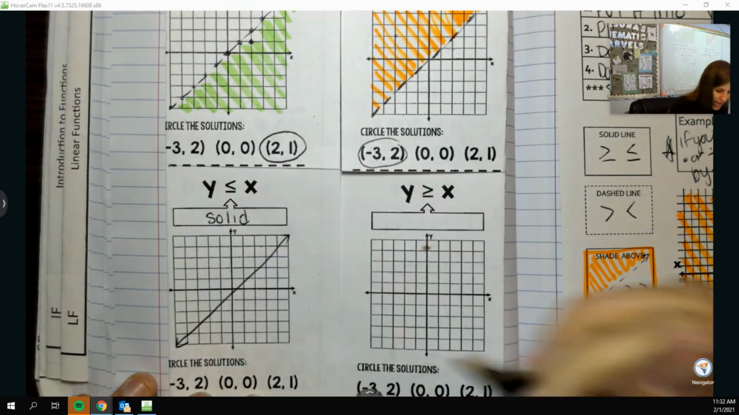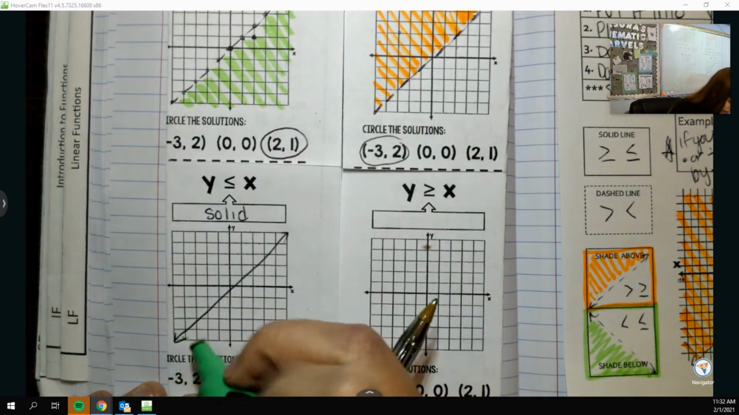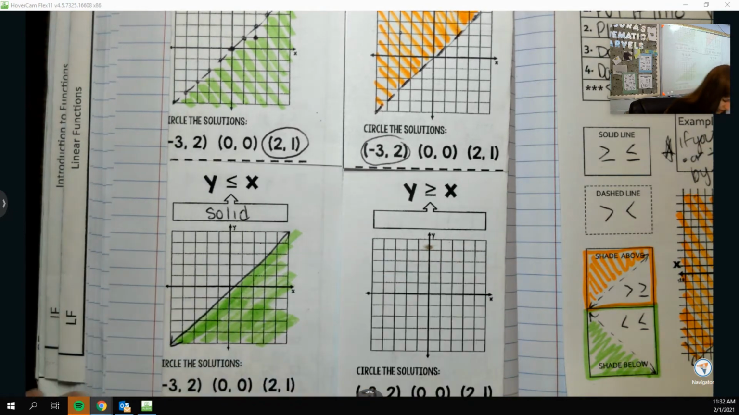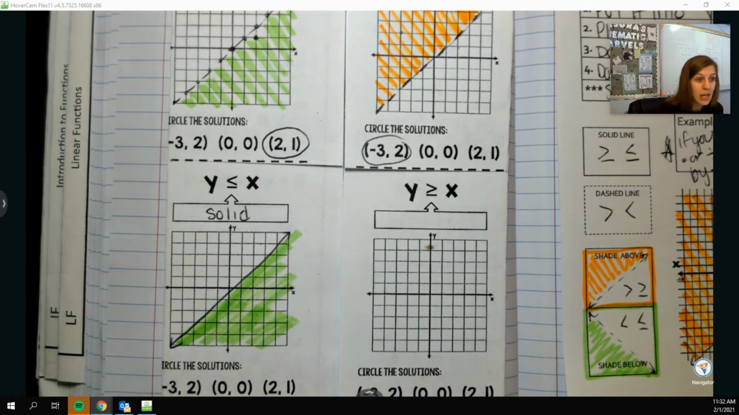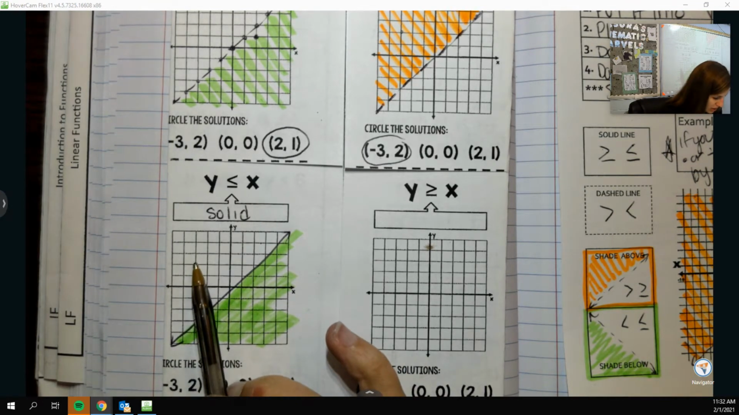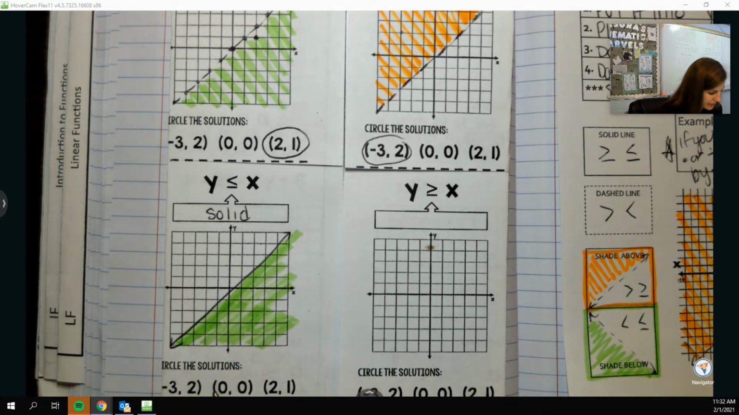And it's still less, like the one above it, so we'll shade below. And if we go with just graphing the points, if I go to negative 3 comma 2, it's not in the shaded region, so it's not a solution.